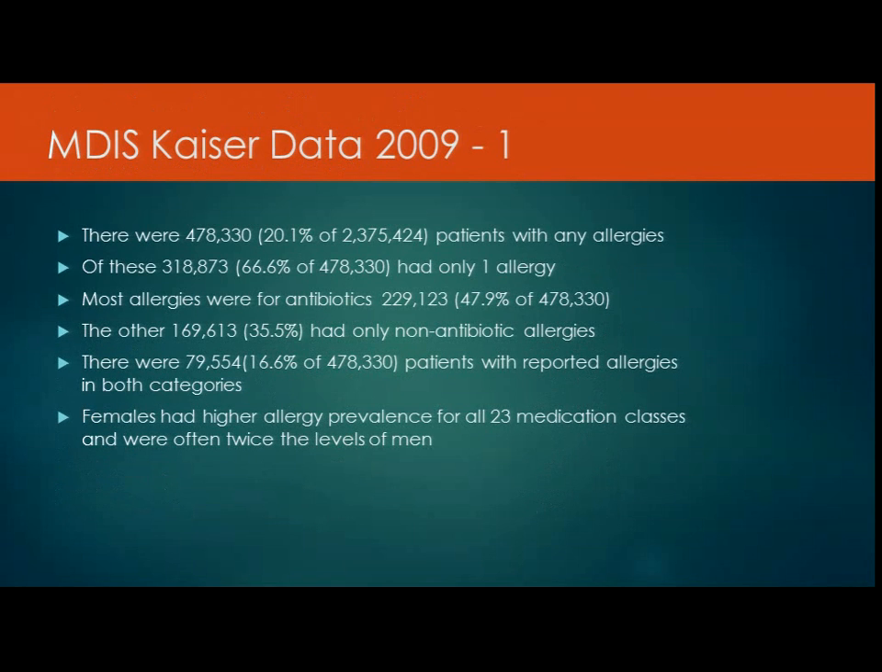Then of these people, there were 480,000 basically in this Kaiser group that reported any kind of allergies whatsoever. Of those 478,000, 318,000 had only one allergy, so they were dropped from the study because they didn't meet the criteria of having this MDIS syndrome. Most of the allergies were to antibiotics, and of that 318,000, 229,000 were just antibiotics, and the other 169,000 had non-antibiotic allergies. And then there were 79,000 patients that had allergies in both categories. And again, females had higher allergy prevalence for all 23 medication classes, at least twice the levels of men in almost every category.